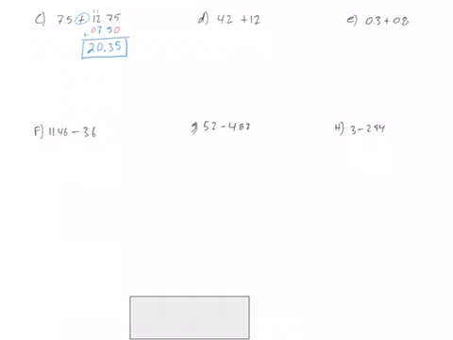Next one, same idea. This 12 has a decimal place right here, even though you don't see it. So I'm going to say 4.2, add a 0 over here. Add, so 0 plus 2 is 2. 2 plus 4 is 6. 1 plus 0 is 1. So my answer is going to be 16.2.